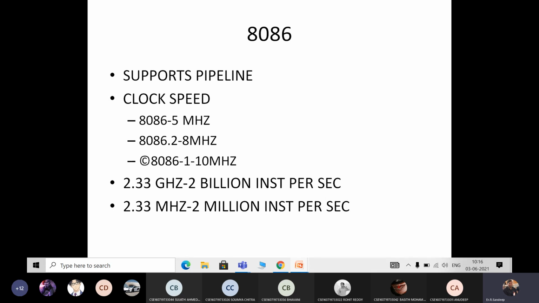Which one is greater, 2 billion instructions or 2 million instructions? 2 billion instructions. 2 billion instructions per second.